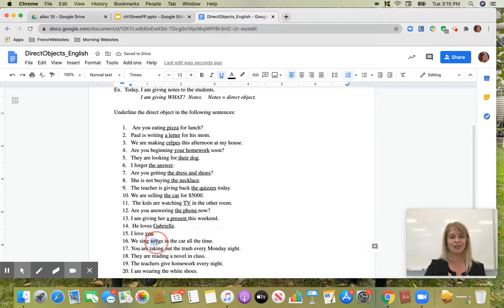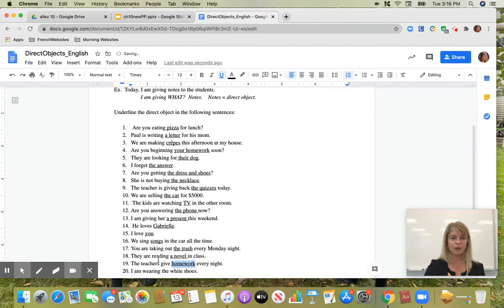We sing songs in the car all the time. What are we singing? Songs. Where? In the car. Prepositional phrase. Time frame. All the time. Are you taking out the trash? Oh, you are taking out the trash every Monday night. You're taking out what? The trash. They're reading a novel in class. What are they reading? A novel. And the teachers give homework every night. What do they give? Homework.